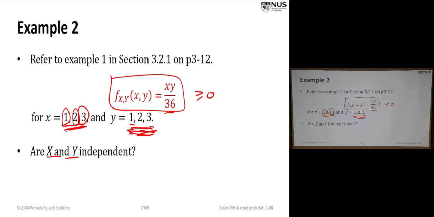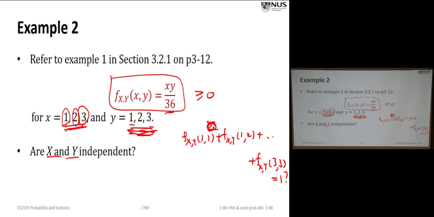But let's assume that this summation, if I write it explicitly, will be f of xy at (1,1) plus f of xy at (1,2), and so on. And the last one is f of xy at (3,3). Whether all this ends up equal to 1, it should be, otherwise it's not well defined.